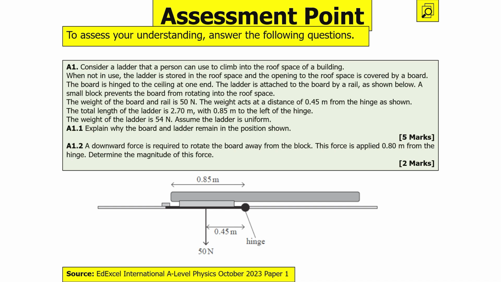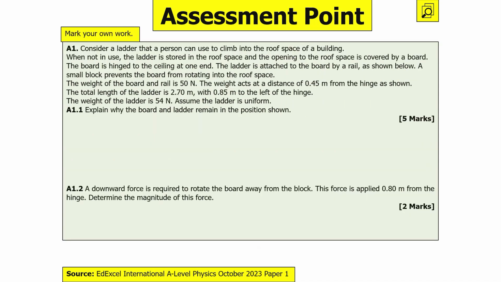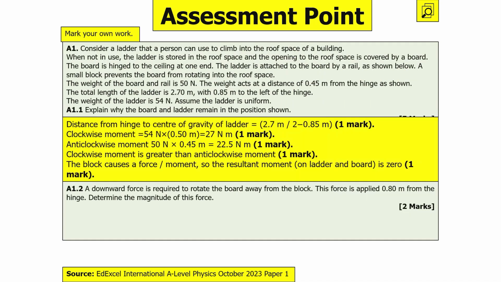A downward force is required to rotate the board away from the block. This force is applied 0.80 meters from the hinge. Determine the magnitude of this force. So, pause the video now, then unpause the video when you want to go through your answer. So we know that the distance from the hinge to the centre of gravity of the ladder is going to be 2.7 meters divided by 2, minus 0.85.